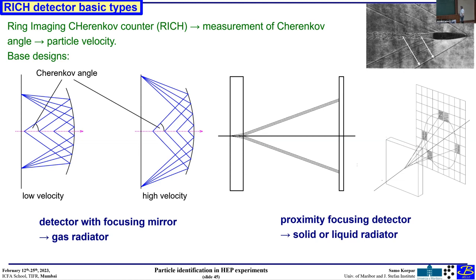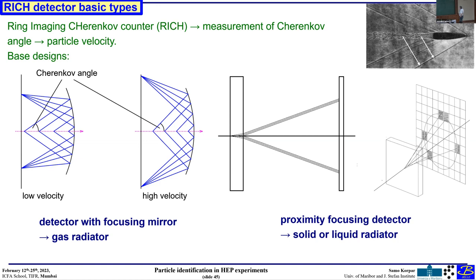The other possibility is that you have a solid or liquid radiator which produces enough photons in a short path. Then it's basically enough to move your detector further away from the radiator. This is called proximity focusing. It's not really focusing, but since the radiator length is short, your photons actually form a narrow cone. When this is intercepted by the photon detector, you get basically a nice ring with a certain width, which is small enough for your purpose.